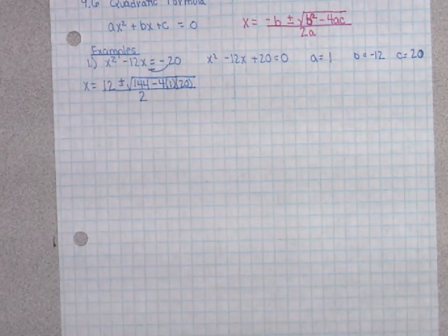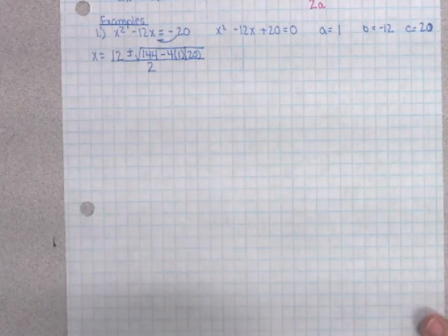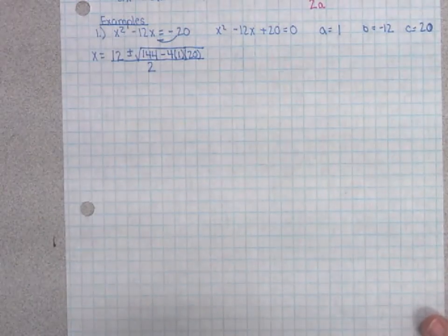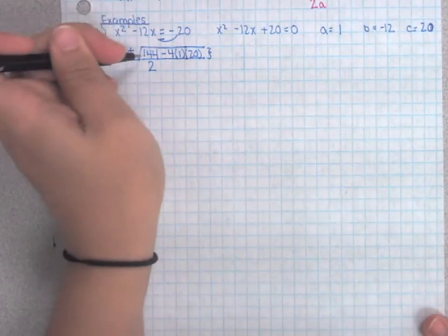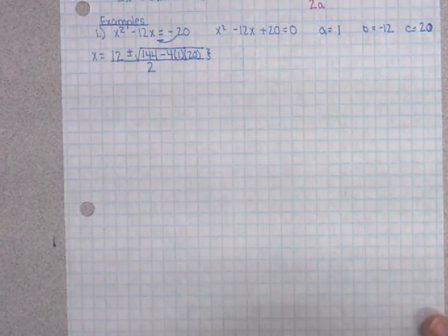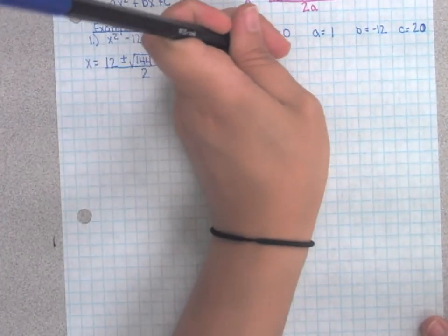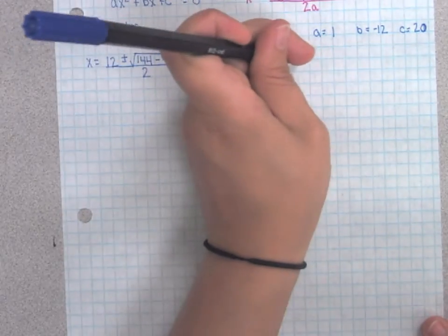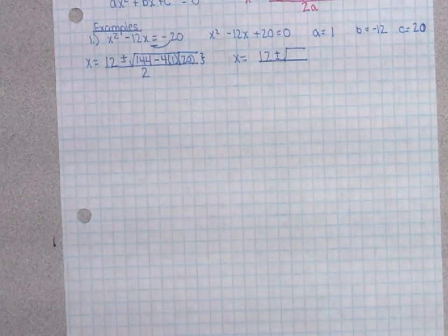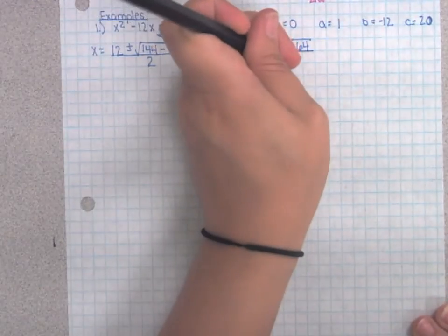So I simplify as much as I can. Sometimes 4 times A times C you can do in your head, it just depends on how big the numbers are. So simplify in groups. You cannot type all of this in. Simplify everything under the square root by itself. So 144 minus 4 times 1 times 20, you can type that all into your calculator and subtract it to a number. So you're going to have x equals 12 plus or minus the square root of one number. So what's 144 minus 4 times 1 times 20? 64. And then it's all over 2.